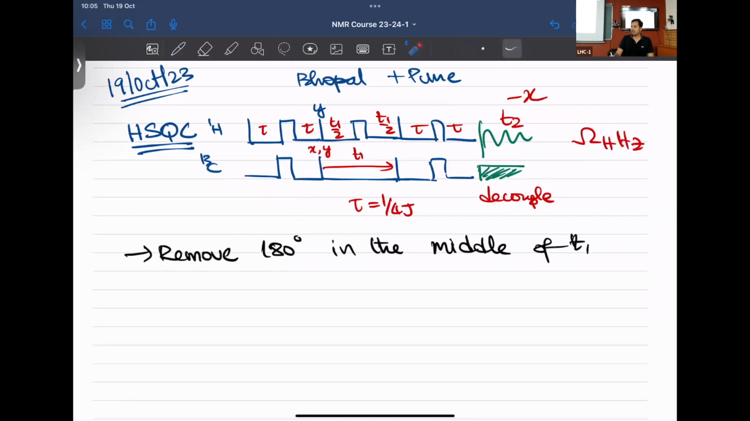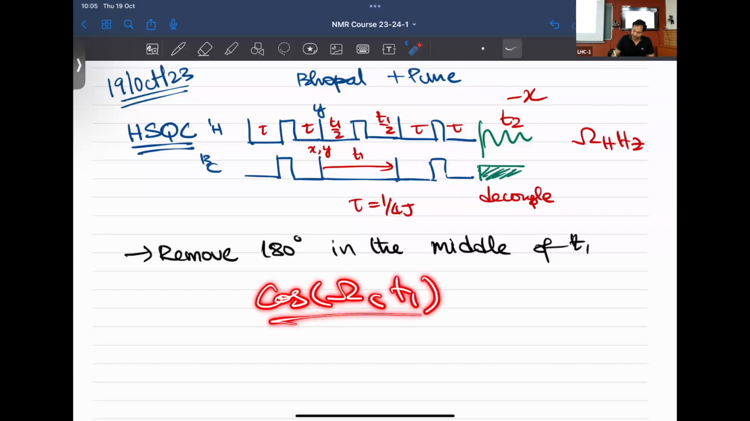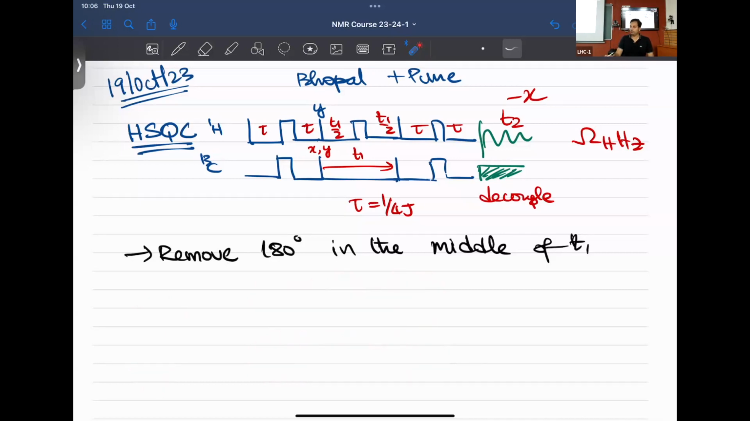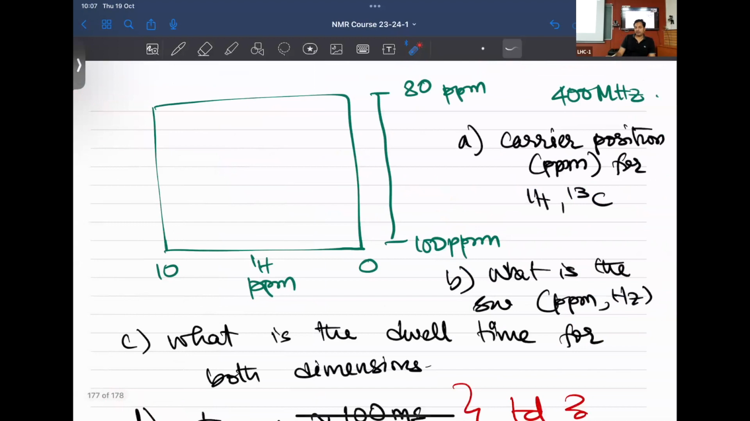So now you are convinced that if you change the phase of the first pulse before the t1 evolution, whatever creates the coherence just before the t1 evolution, by 90 degrees, keeping the receiver phase constant, you get the quadrature. Meaning that if you use X, you get the cos omega C t1 modulation. If you end up using Y, you get the sine omega C t1 modulation. Yes. You're convinced about it now? Good. There's another problem that I had given, which talks about carrier frequency and spectral width.